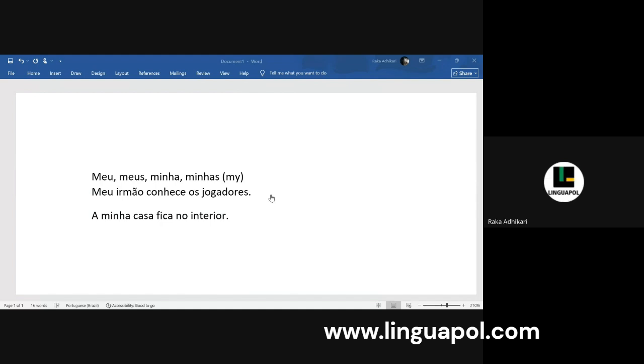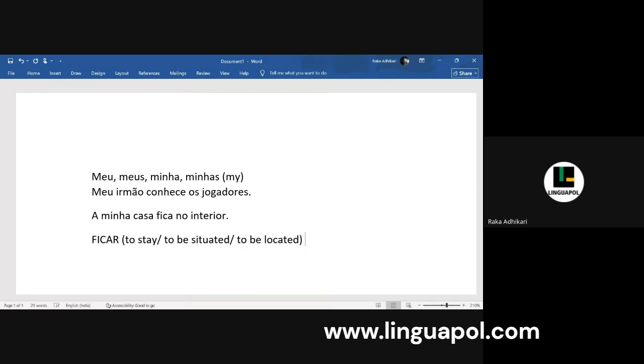Then what is the meaning of this word fika? Yes, Rajiv. My house stays countryside. House cannot stay. House can be located. Okay? See, this verb ficar is a regular AR ending verb. It means to stay, or to be situated, to be located.